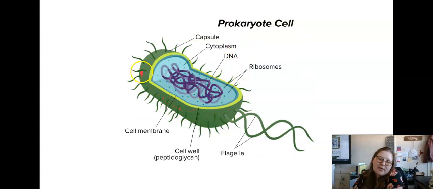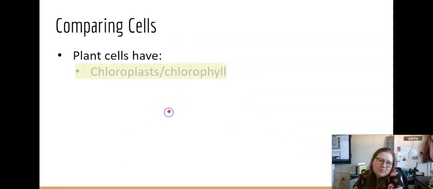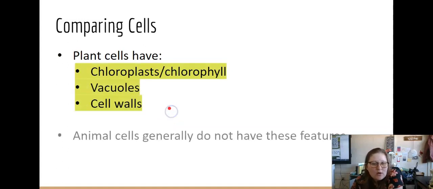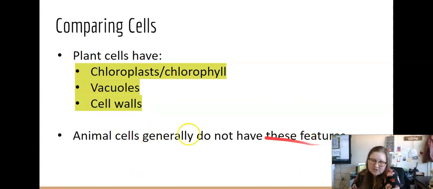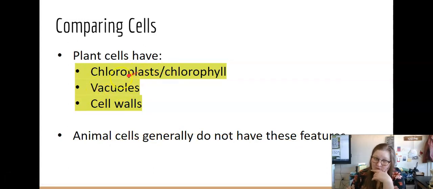Prokaryote cell, so here we have, this would be like the cilia, and then this would be a flagella. There is no organelles here. It's just a big loop of DNA with cytoplasm. So plant cells have chloroplasts and chlorophyll, vacuoles, cell walls. Animals generally do not have these features. They very rarely would have a cell wall, sometimes have vacuoles, and very rarely would have chloroplasts or chlorophyll.